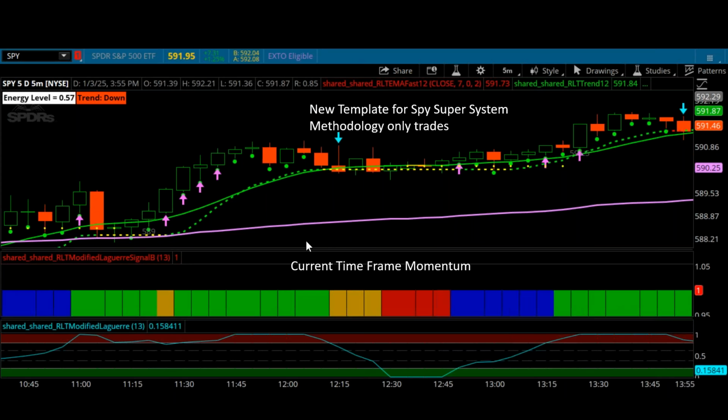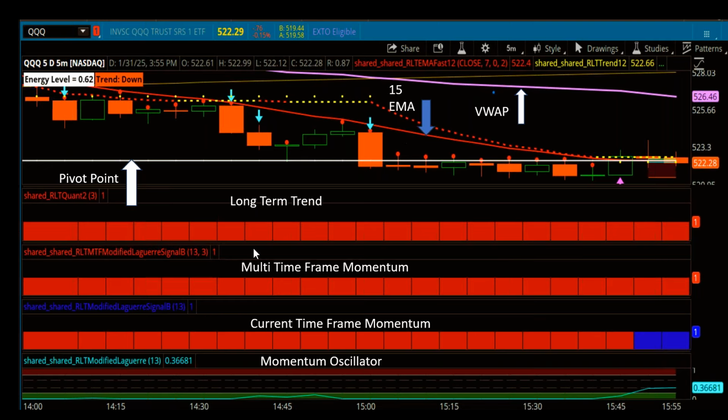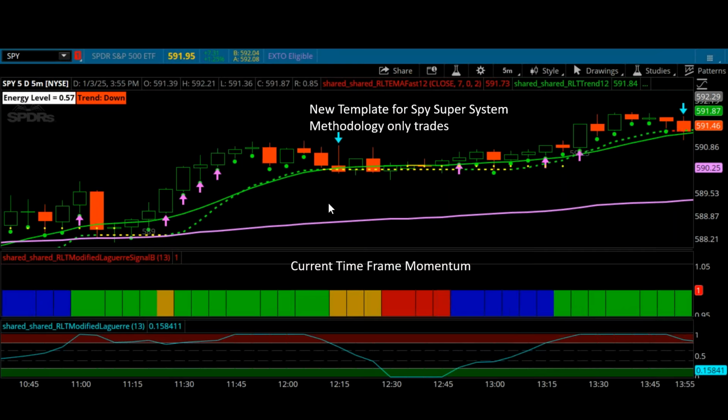One other thing is, if you buy the SPY Super System software, you're going to get 2 templates. You can use this one for intraday high volume or high speed trades on the SPY, the Qs, the IWM, or the futures, because all I'm using is the current time frame momentum. I don't care about the multi-time frame momentum when I'm only going to be in the trade 10 minutes. I only care about what's happening right now.